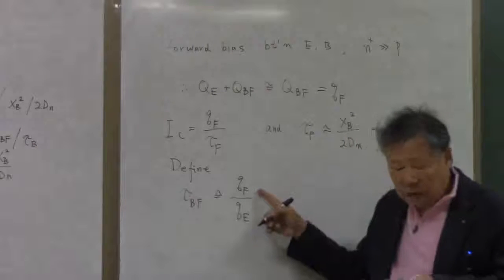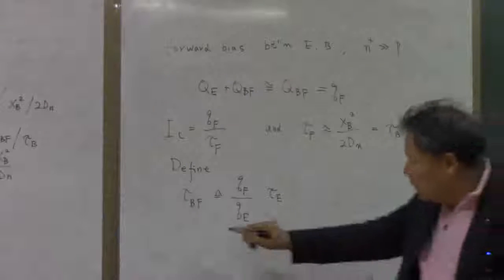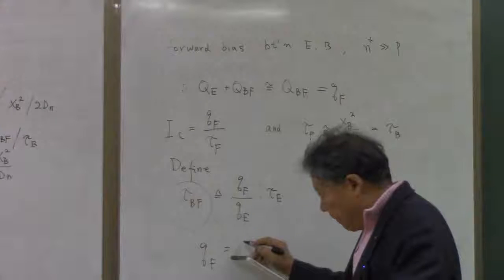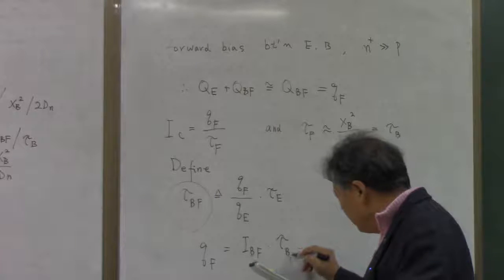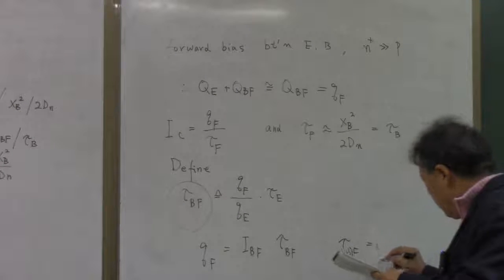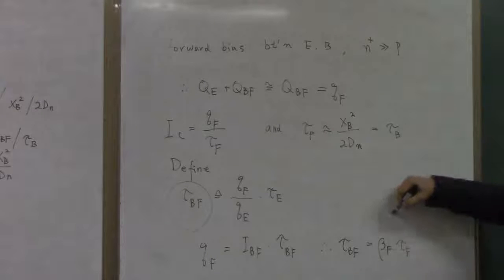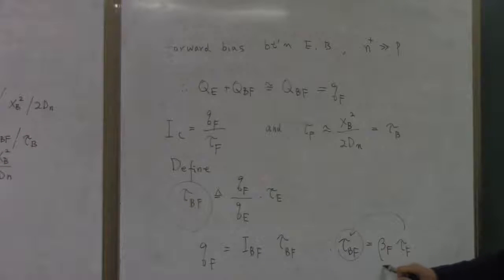We know QF is much greater than the QE, and the tau E, we define the tau BF in this manner, and then we can set tau F is going to be IBF times tau BF, so that tau BF now is going to be beta F, the gain, and the tau F. So the relationship between the tau F and the tau BF, which is new definition, these two characteristic times are going to be related with the gain beta F. Okay.